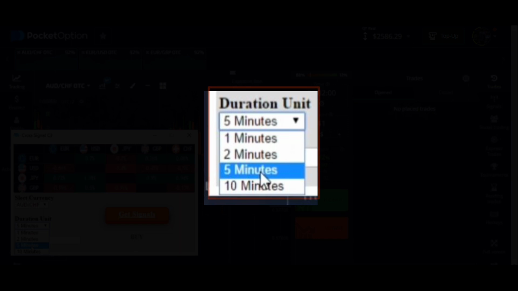Time frame for Bot Cross Pro signals that you can use. Here I use a time frame of 5 minutes.